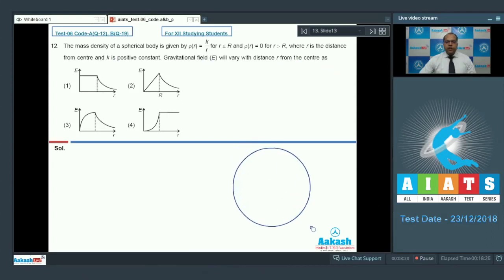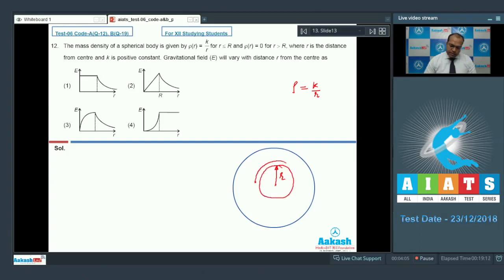Suppose this is a spherical body of radius capital R and the mass density is varying as rho is equal to k by r. So we have to find out the variation of the gravitational field with respect to r. So if I consider a spherical shell at a radius r of thickness dr, then the mass enclosed in the spherical shell is dm, which can be written as rho into 4 pi r square dr.